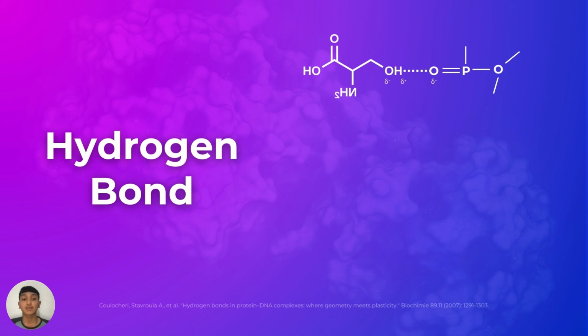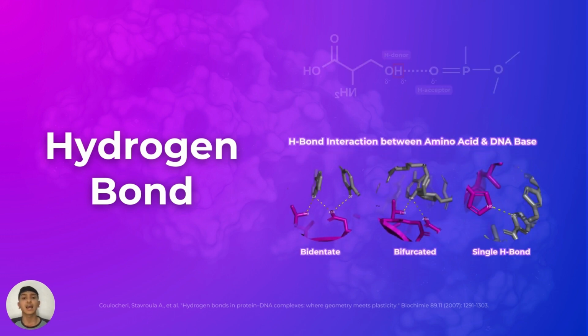DBPs bind DNA through hydrogen bonds, formed when a hydrogen atom is shared between highly electronegative atoms like oxygen or nitrogen. And there are three types of hydrogen bond interaction in DBPs. The first is bidentate, where hydrogen bonds occur with different hydrogen donor and acceptor, providing higher binding affinity and specificity of DBP. Another type is bifurcated bonds, and there is also the single hydrogen bond.